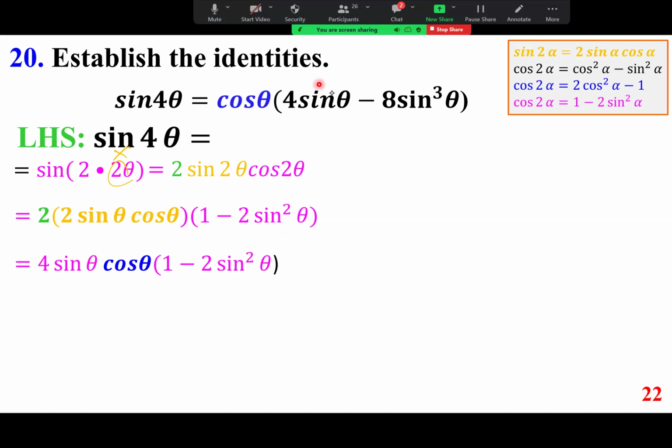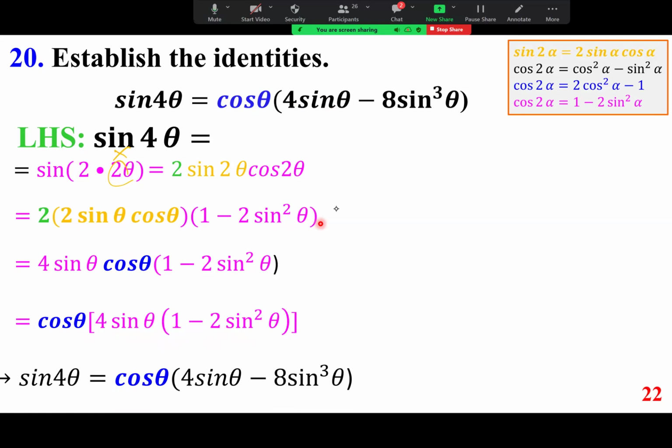Remember, we are trying to get to the right. So we want to separate the cosine. According to the right side, we want to separate the cosine. So keep the cosine, take the 4 sine inside some sort of a bracket and keep that. So keep the cosine. Now, if we multiply them through, what do we get? 4 sine theta minus 8 sine cube. That's the end of the proof. So you want to make it look like the right side. Needless to say, the right side seems to be more complicated.